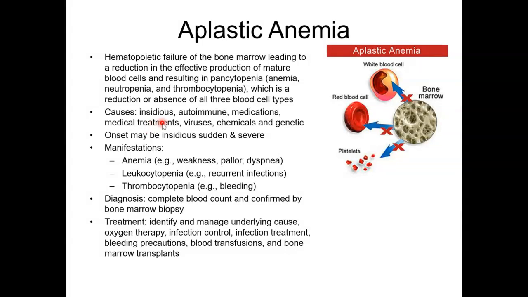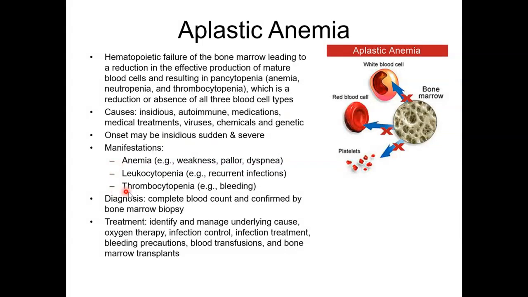Well, it can be just incidental. It just can be, what I'm trying to say, idiopathic. We just might not know. Could be autoimmune. Could be some medications, treatments. Maybe somebody has a virus. Chemicals are something that can certainly cause aplastic anemia. Medications like chemotherapy that kills blood cells, right, can cause it. It could be something that's genetic. So there are multiple causes. Onset may be insidious, sudden, and severe.